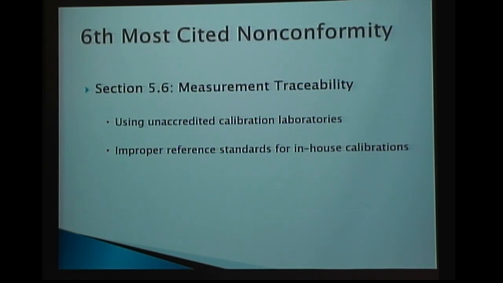So records traceability. Measurement traceability and measurement uncertainty. Use of unaccredited calibration labs, that's no longer a big deal anymore, because in the United States particularly, we have over 1,000 calibration labs accredited either by A2LA or other accreditation bodies in the United States. Improper reference standards for in-house calibrations or in-house verifications.